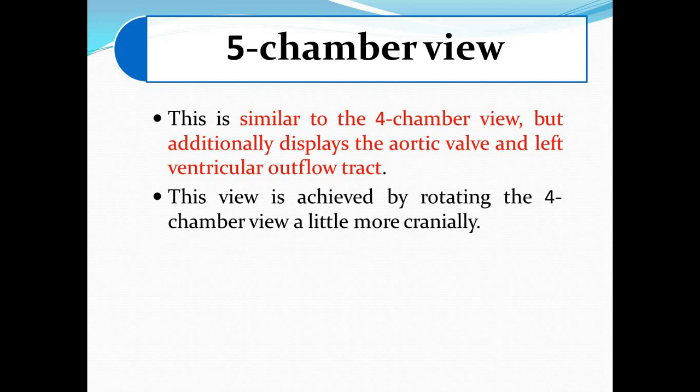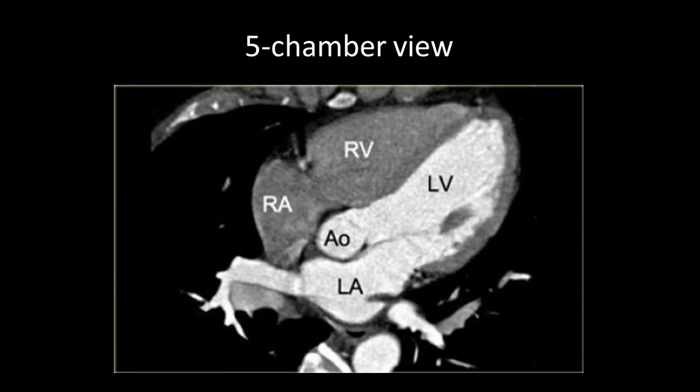The five-chamber view is the four-chamber plus the aorta. This view is achieved by rotating the four-chamber view a little more cranial, more up. This is the five-chamber view. If you notice, it's similar to the four-chamber view, except that we are slightly upper, so we can see the aorta here, the proximal part of the aorta.